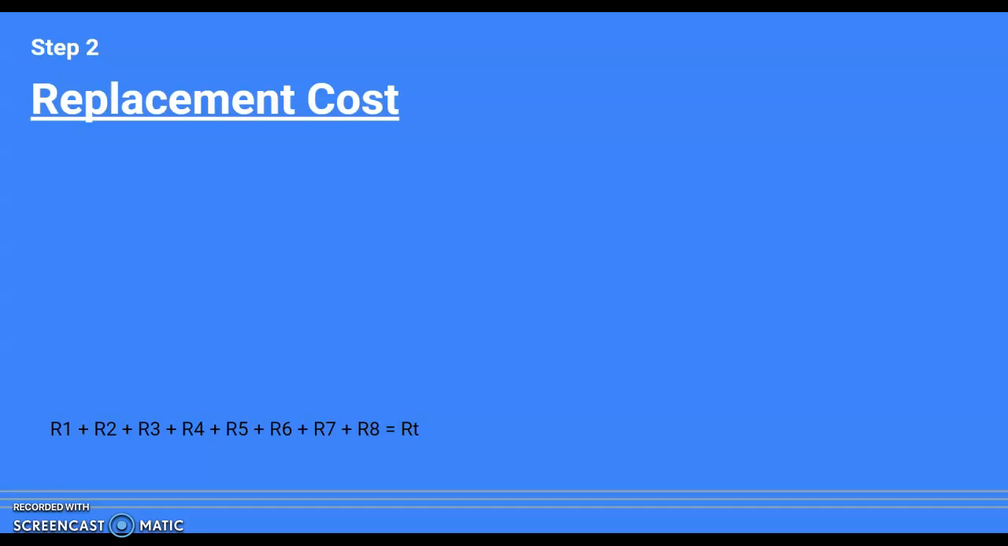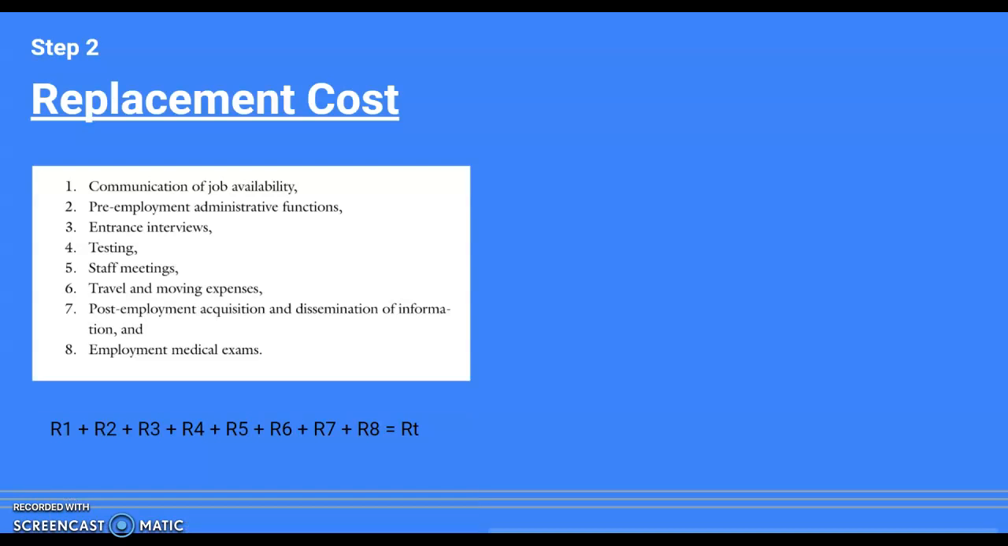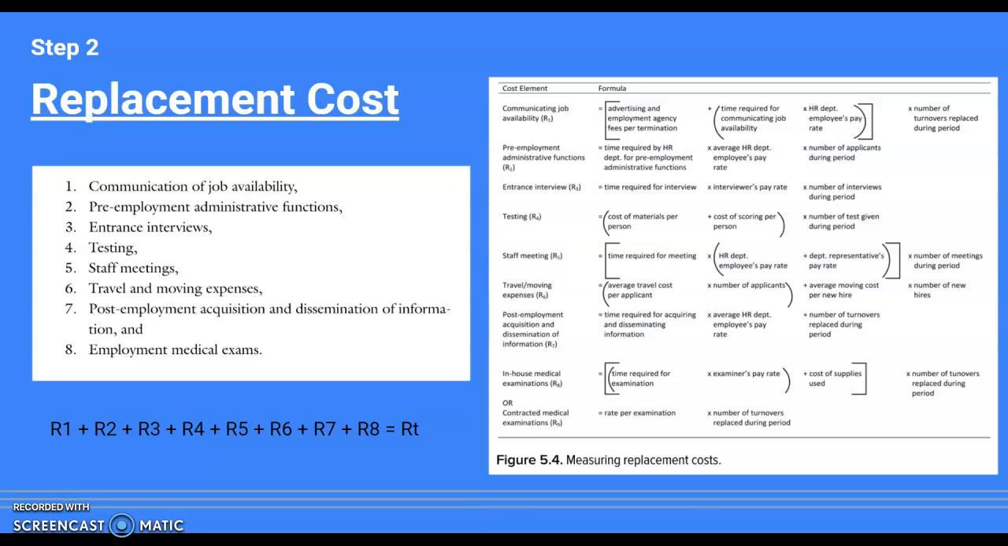Again, using cost elements, which by looking at the screen, you will see the formulas that our HR department would use to develop these cost elements. R1, which is communication of job availability, plus R2, pre-employment administration of functions, plus R3, entrance interviews, R4, testing, plus R5, staff meetings, plus R6, travel and moving expenses, plus R7, post-employment acquisition and dissemination of information, and plus R8, employee medical exams, to equal our total replacement costs.